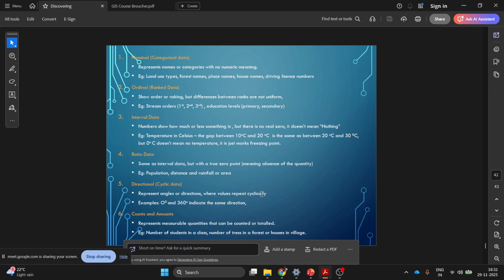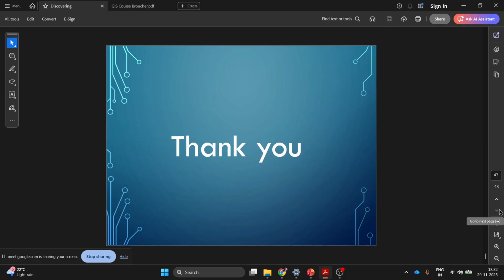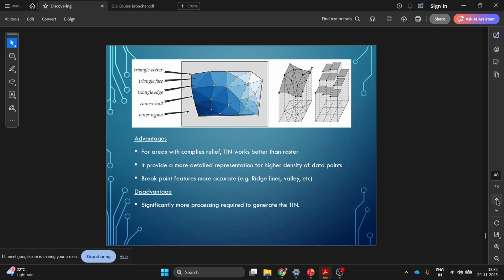So that is another type of data, that is counts and amounts. So there are six types of data: nominal data, ordinal data, interval data, ratio data, directional, and also counts and amounts. I think that is the end of the different types of data that are associated with it.